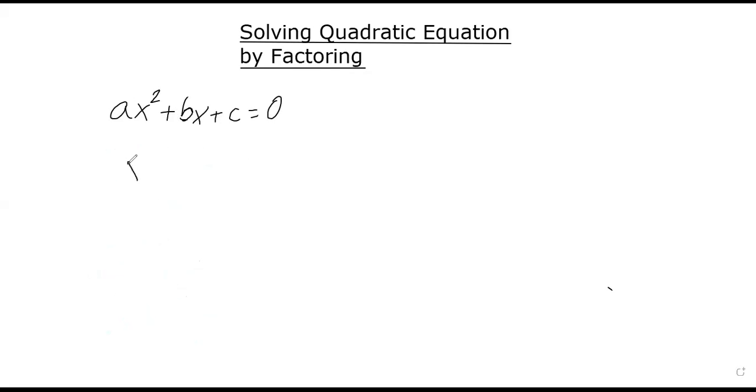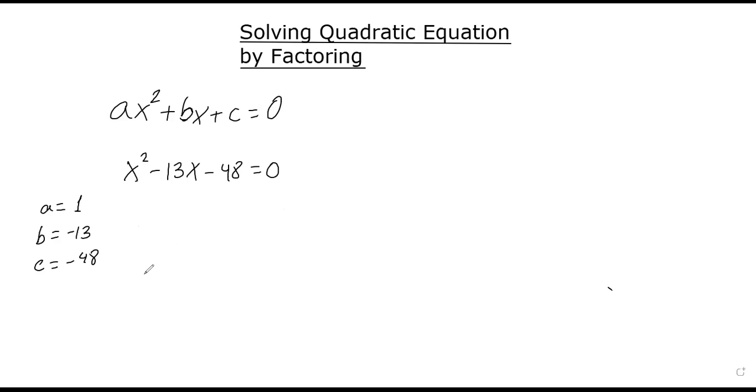Okay, the first problem is x squared minus 13x minus 48 equal to 0. First step is to identify a, b, and c. So a is going to be 1 because it's like we have a 1 here. We don't write that 1, but it is there because it's 1x squared. Then b is going to be negative 13, and c is going to be negative 48.